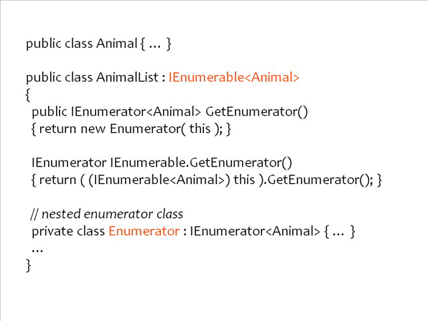And this is a pattern here down at the bottom: I'm going to make that actual enumerator class, the thing that does my enumeration for me, a private class, a nested class within animal list. That's done for convenience so that now the animal list enumerator has access to all the private members in the animal list class.